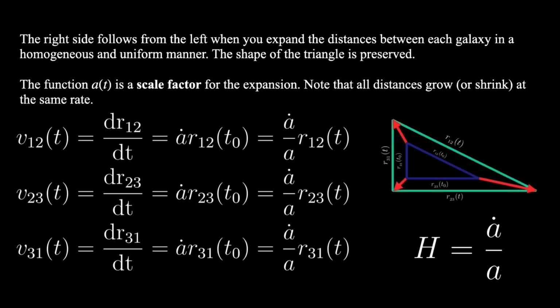So that looks like a whole bunch of things together, but really it's two things. The rate of change of the scale factor, a dot, times the initial distance, which is R 1 2 at the time 0. Notice we have three equations. They all have the same exact appearance.